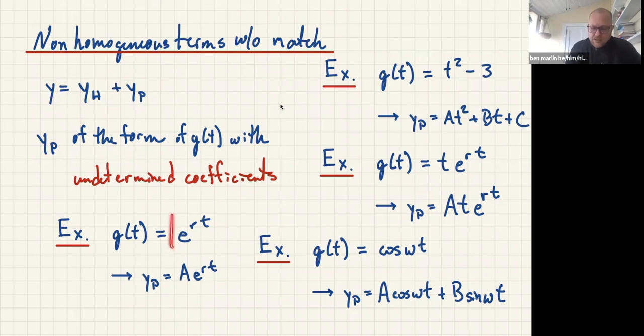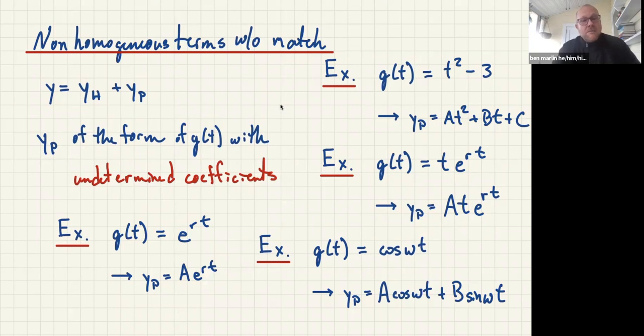Because if we got e to the rt, for some particular r value, maybe it says e to the t, maybe it says e to the minus 2t, but some particular r value. If no term like that appears in the y sub h, then your y sub p is going to take this form of a times e to the rt. And then you just plug that back into the differential equation and solve for a. Because when you plug it back into the equation, you will end up on your left-hand side combining terms together and getting something times a times e to the rt equals, and on the right-hand side, you'll have something times e to the rt. And so you'll be able to just equate coefficients and solve.